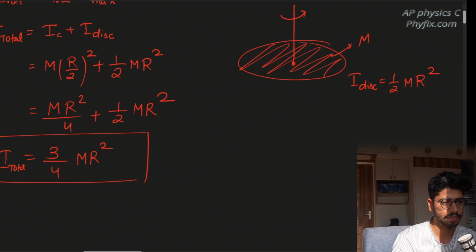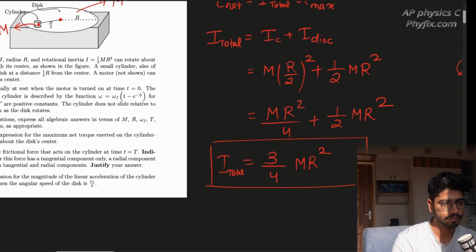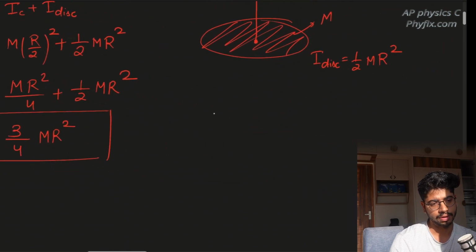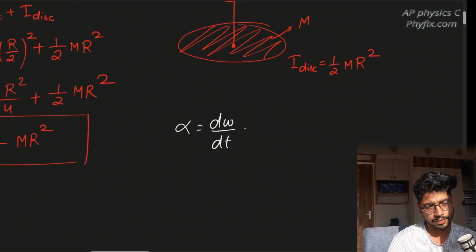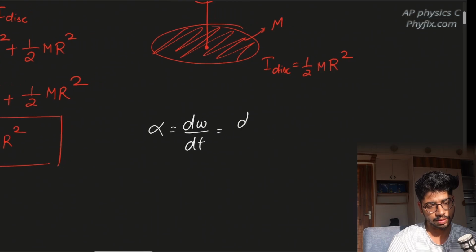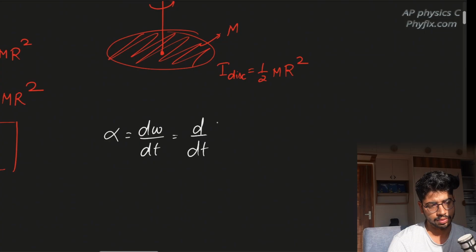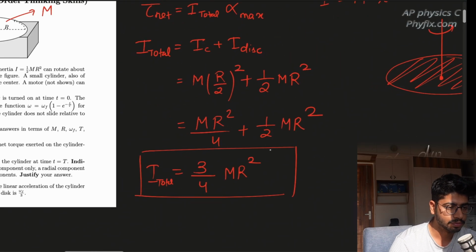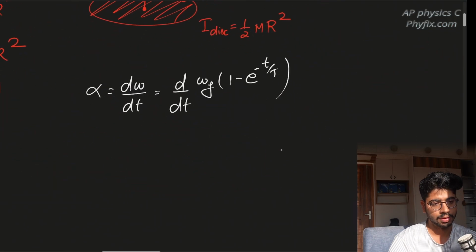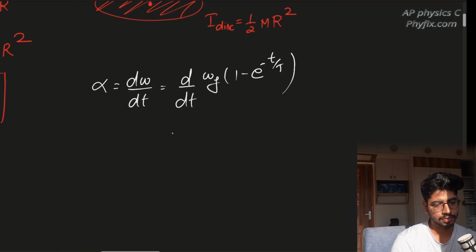To find the maximum angular acceleration, they have given the omega, because as we know, alpha is the rate of change of the angular velocity. That angular velocity they have already given in the relation. So let me plug it in over there. And now we have to differentiate that one.